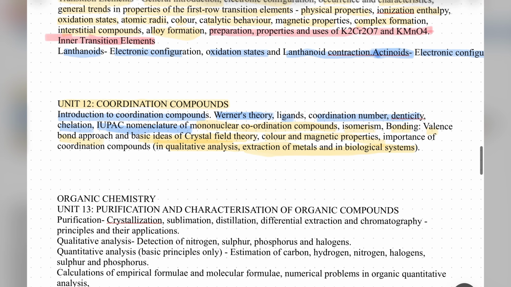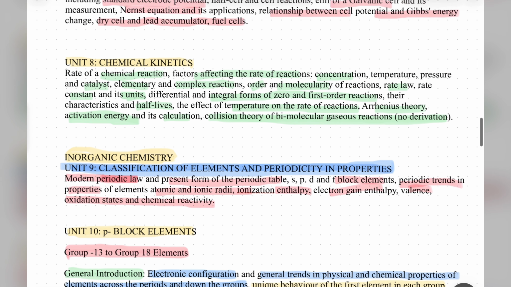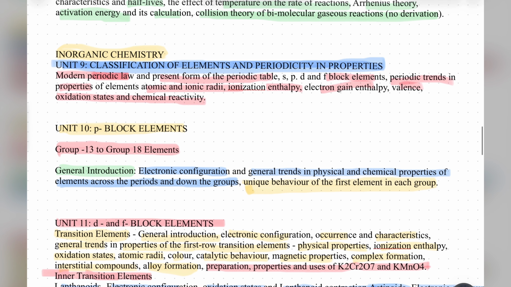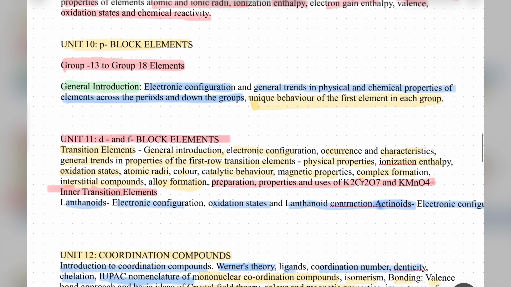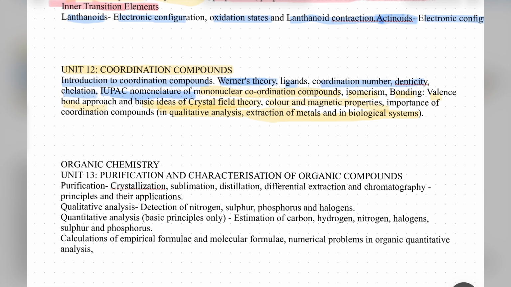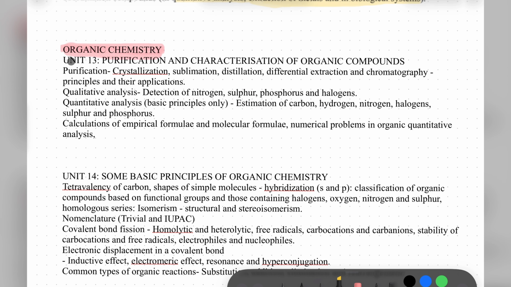Up to 8 units we have physical chemistry. You see here, up to 8 is physical chemistry. So 9, 10, 11, 12 are inorganic chemistry. Organic chemistry is the most important topic. Okay, most important organic. Last but not least, in organic chemistry you can see unit 13.